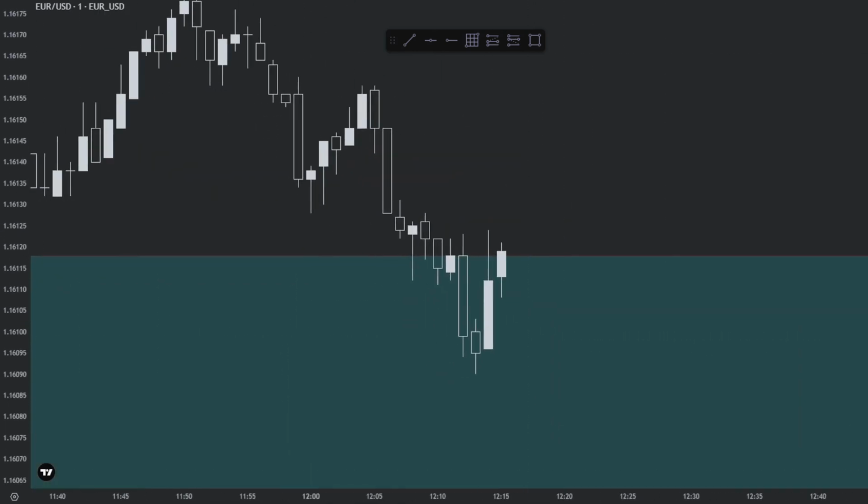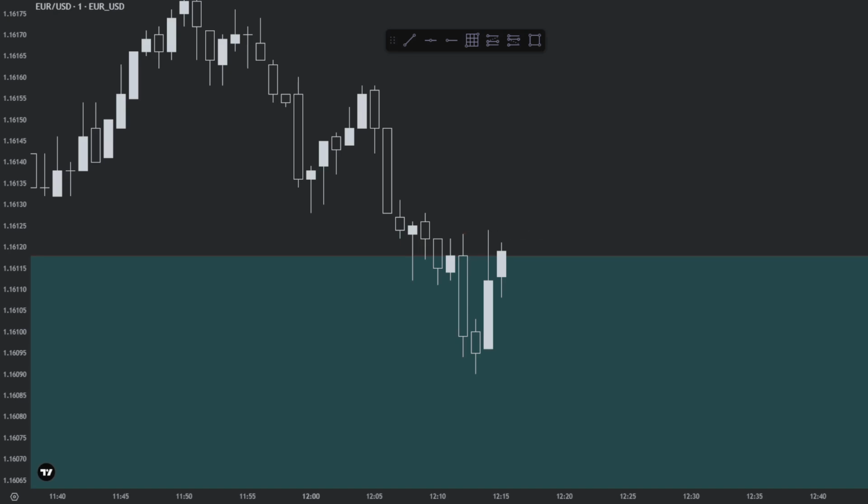As price moves into that higher time frame order block, watch how it behaves. Here, price taps into the zone and immediately slows down. Then, right here, we get a clear change of character. This tells us that smart money is likely stepping in and the reaction is valid.